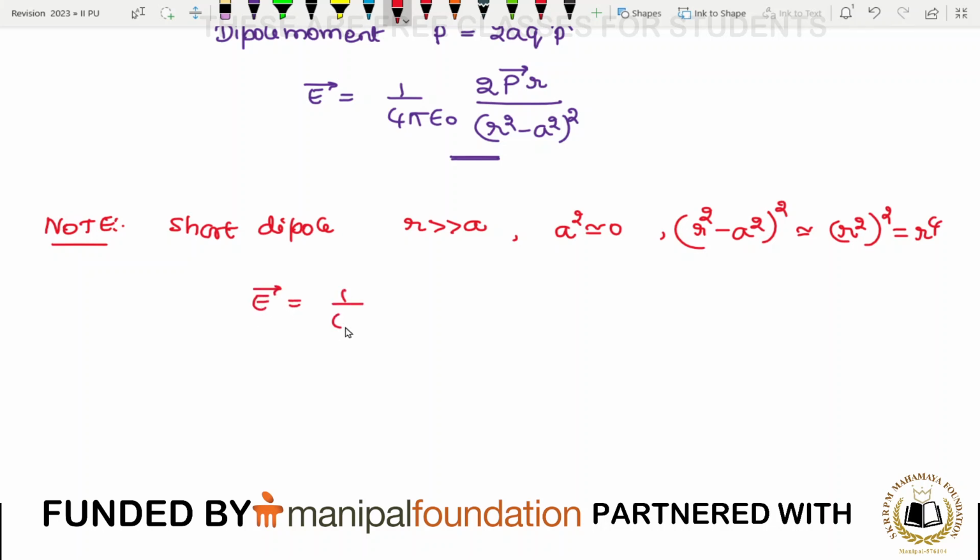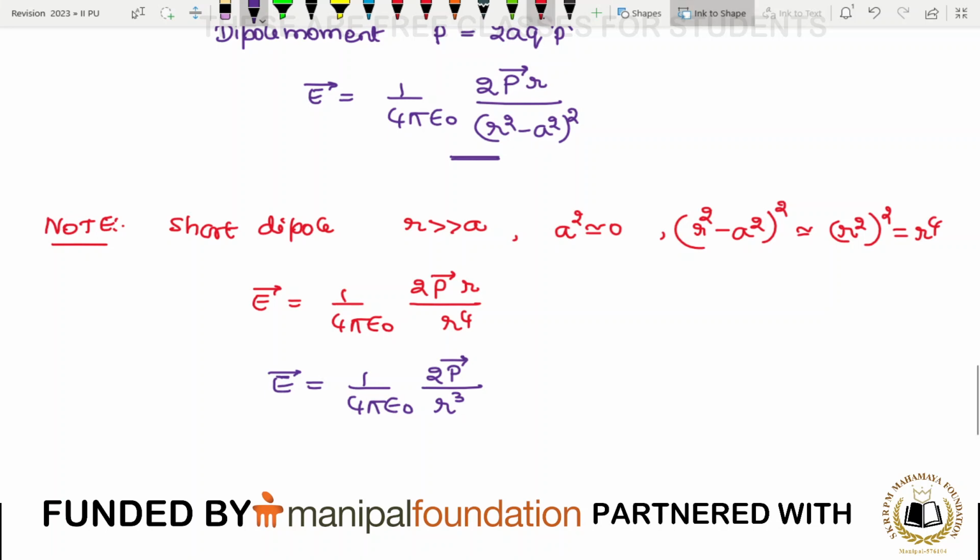So what is the formula then? E vector equal to 1 by 4 pi epsilon naught 2 P vector r divided by r to the power 4. So one r will get cancelled out here. At the end, what remains? E vector equal to 1 by 4 pi epsilon naught 2 P vector divided by r cube. 2P vector divided by r cube is the equation. This is for short dipole.